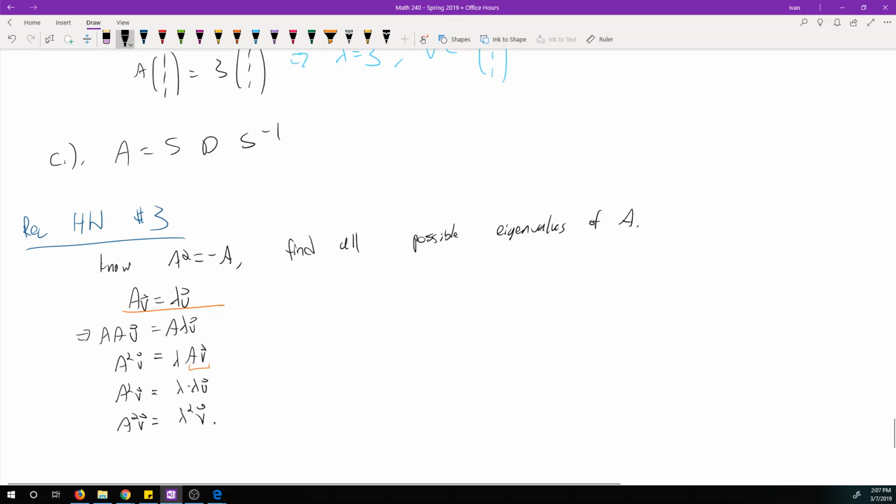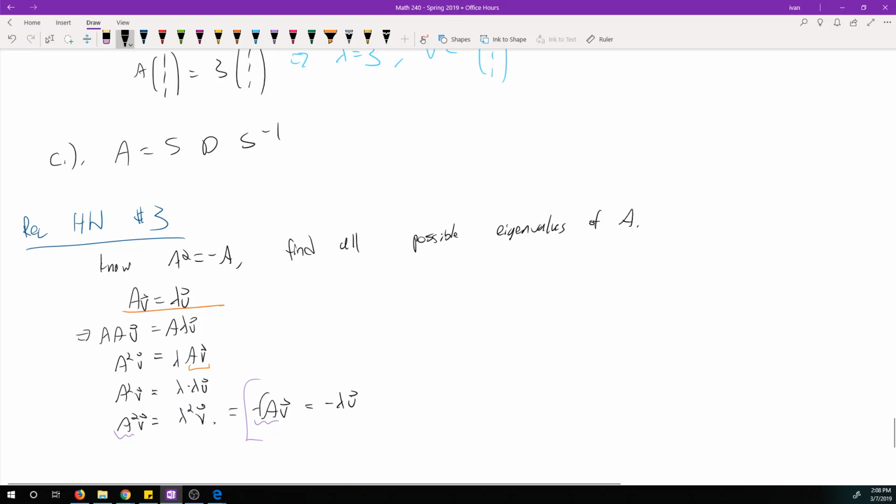All right, but here's the thing. We also know that A squared is equal to negative A, right? So then this is also equal to negative AV, since A squared is equal to negative A. Okay, so what does that mean? Well, if we just look from this side, what is negative AV? Negative AV is negative lambda V.